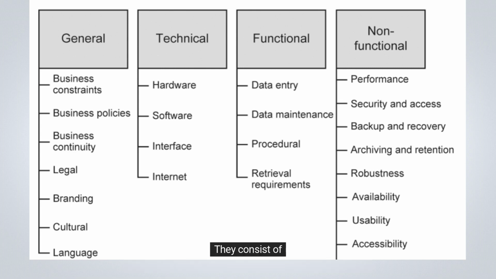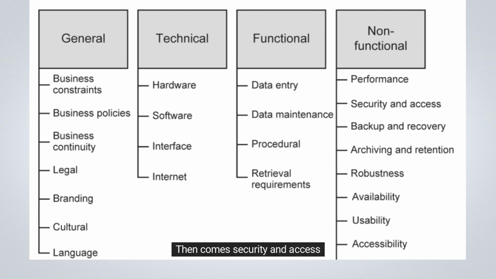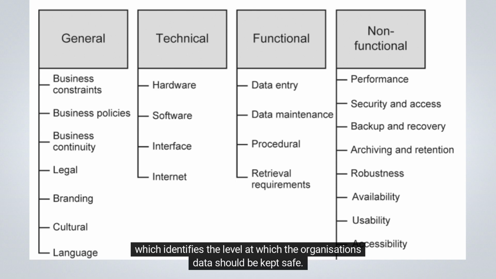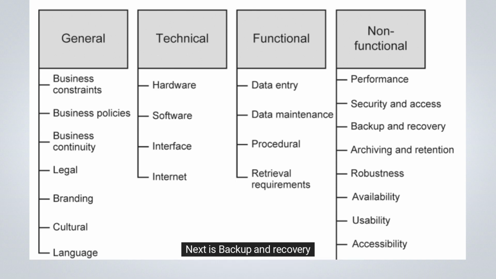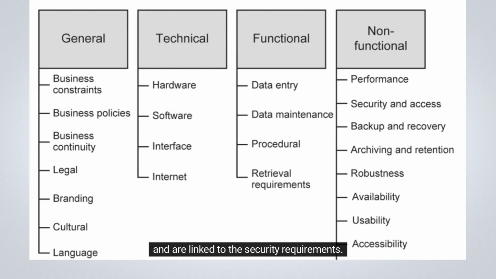They consist of performance requirements, which are concerned with the speed with which a transaction should be processed. Then comes security and access, which identifies the level at which the organization's data should be kept safe. Next is backup and recovery. These requirements define the policy and guidance for protecting against the loss of data and information and are linked to the security requirements.